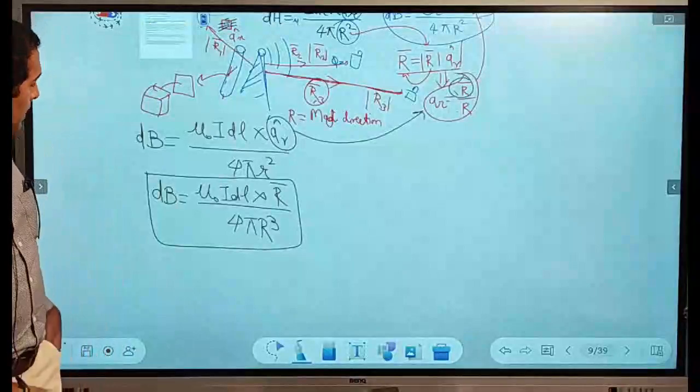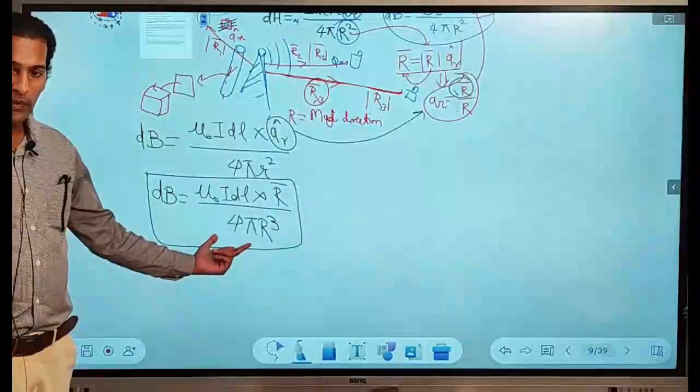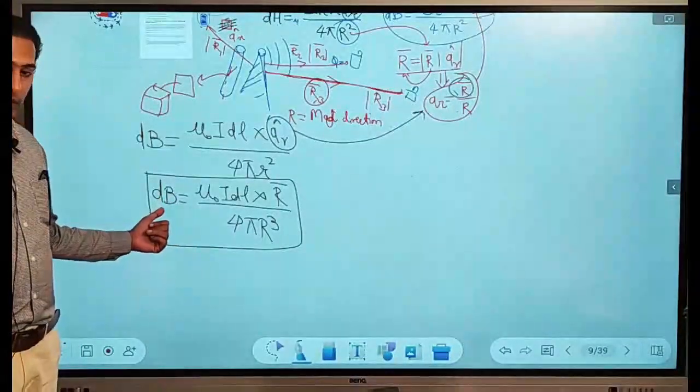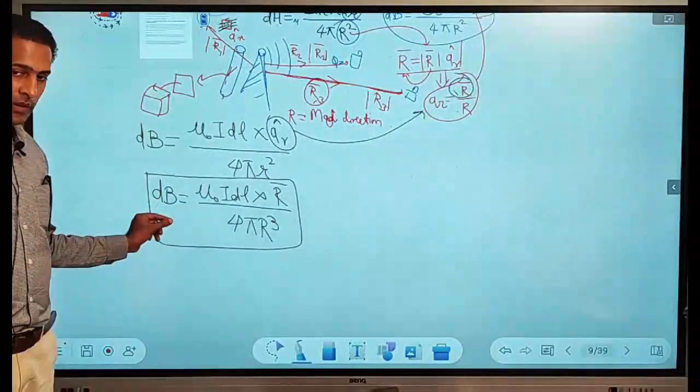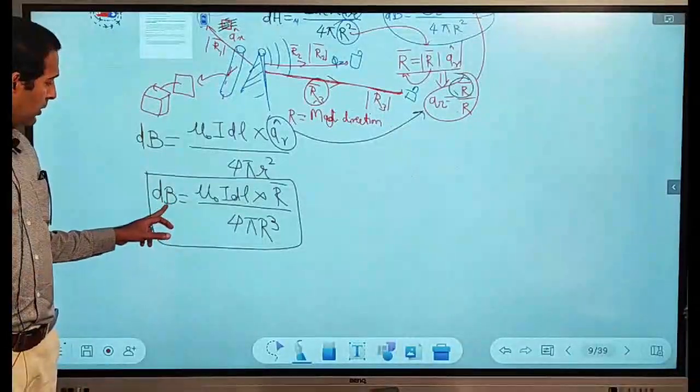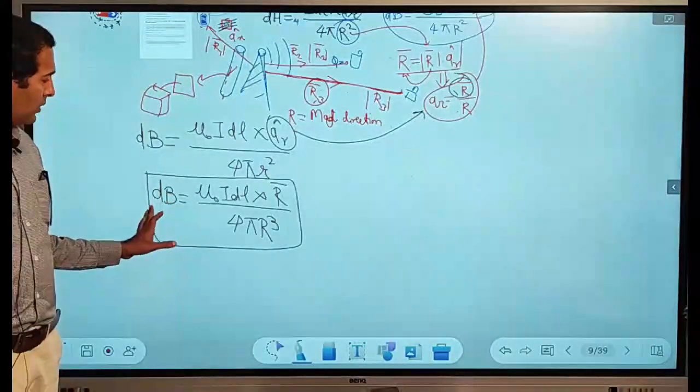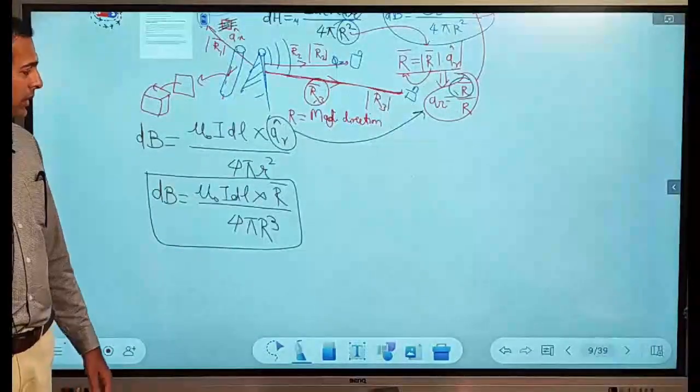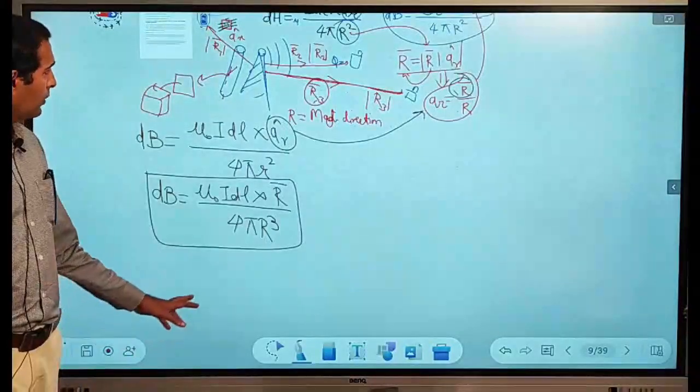Now this is another form of the magnetic field. This is flux density, but in some books it is also referred to as magnetic field. So we can take it like this, or take it like this also. So I hope this is clear.